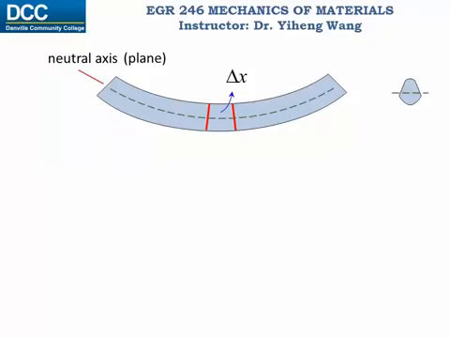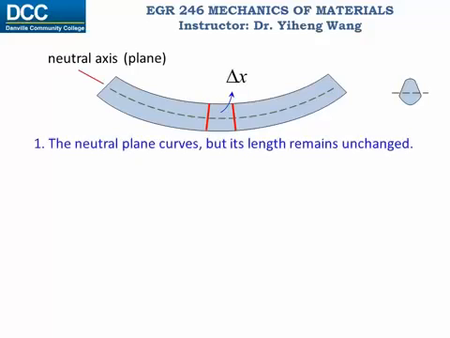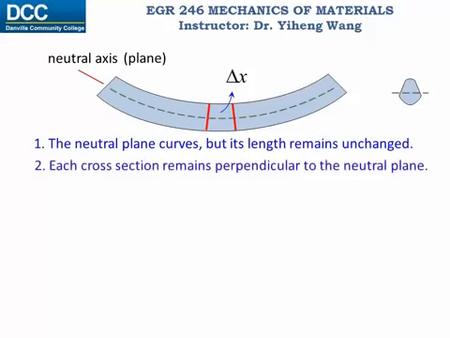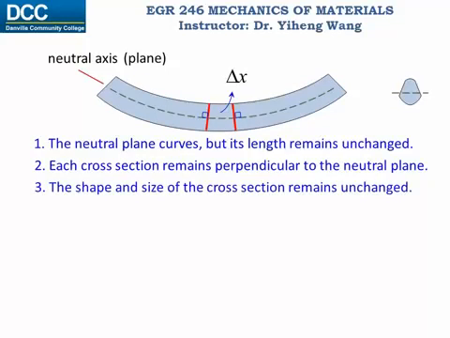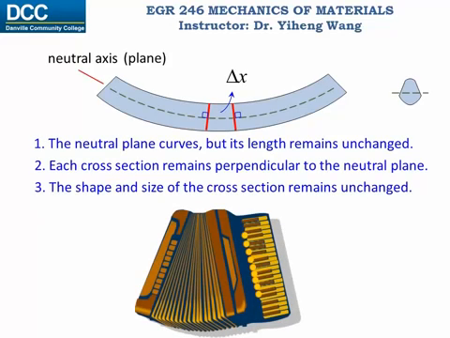Before we derive the mathematical equation for bending stress, let's make several assumptions. First, we assume that the neutral plane will curve during deformation, but its length remains unchanged. Secondly, we assume that each cross-section remains perpendicular to the neutral plane. And lastly, we assume that the shape and size of the cross-section remains unchanged as well. It might help you to understand if you imagine the beam as an accordion. Here is the neutral plane that curves up during deformation, and the cross-section rotates from its original location. However, it remains straight and perpendicular to the neutral plane.